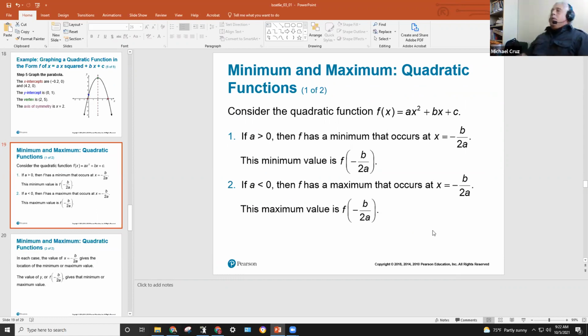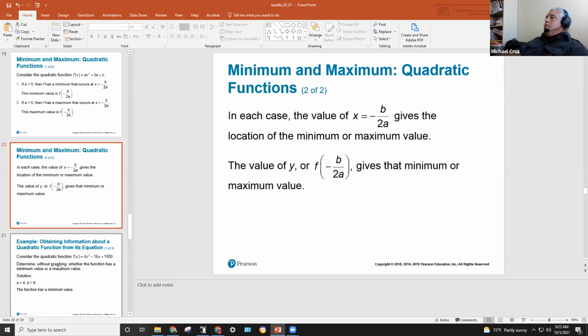The minimum and the maximum, again, the vertex is just the minimum or maximum depending on how it's laying. If it's laying down like an arch, half of McDonald's arch, then it's a maximum. If it's going the other way like this, it's a minimum. But no matter what, x equal to -b over 2a gives us the x value of either the minimum or the maximum. And then when you stuff it back into the function, you get the y value, the maximum value.